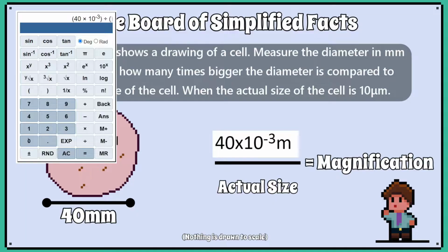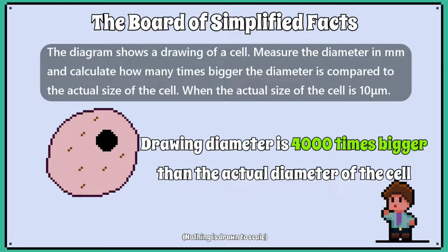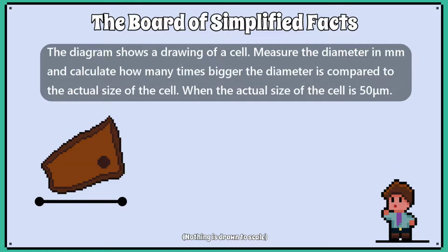So 40 times 10 to the negative 3 meters divided by 10 times 10 to the negative 6 meters, which equals 4,000. So the image is 4,000 times bigger than the actual size of the cell. Let's do another example. We are given another drawing of a cell, and the question gives us the actual size of the cell. It asks us to measure the cell in millimeters again, and then work out how much bigger the drawing is compared to the actual size of the cell.